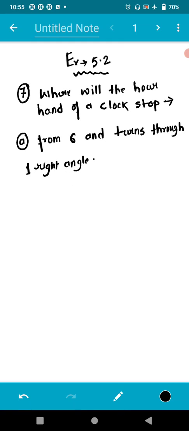Now before we approach sum number A, we need to understand one logic, that is one right angle. Because we are talking about a clock, we need to understand what a right angle means and how many steps you have to move. So one right angle means what? 90 degrees, isn't it? And 90 degrees means how many steps you have to move? 3. Fine. 1, 2, 3.